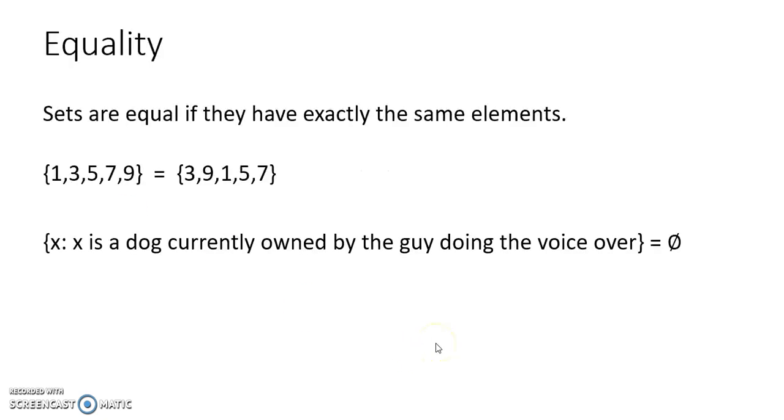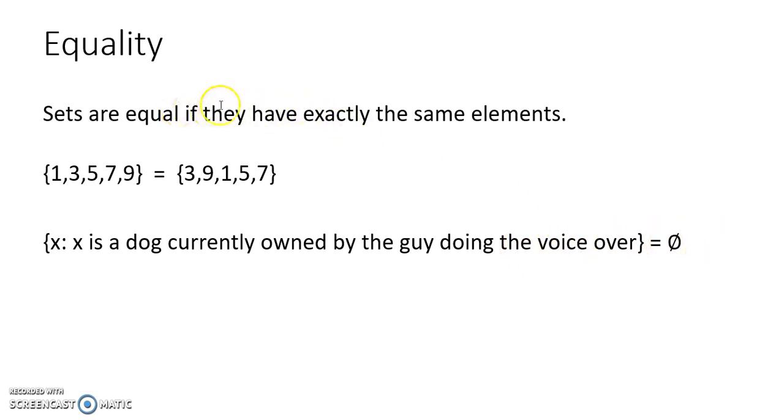Are the two sets equal? Well, yes, if they have exactly the same elements. So the order of the elements doesn't matter, which you're seeing in my first example. The way in which you describe the set does not matter. For instance, I have no dogs, so the set to the left of the equal sign has nothing in it. And by definition, the set on the right also has nothing in it. So, yeah, they're considered to be equal.